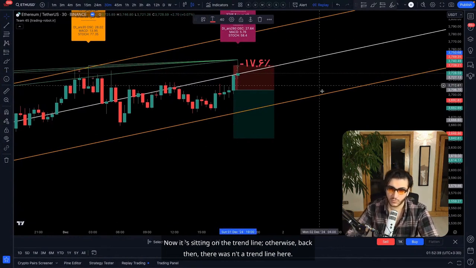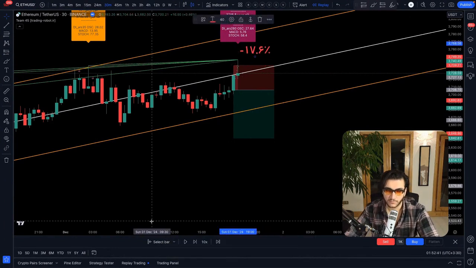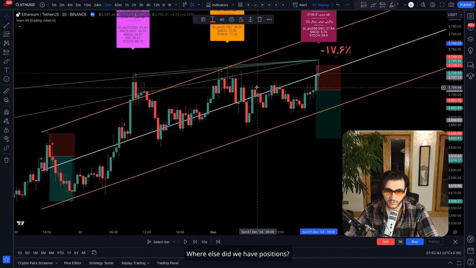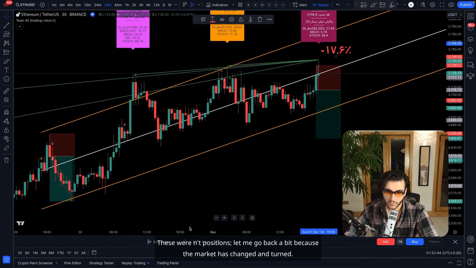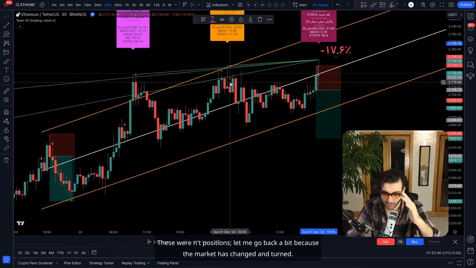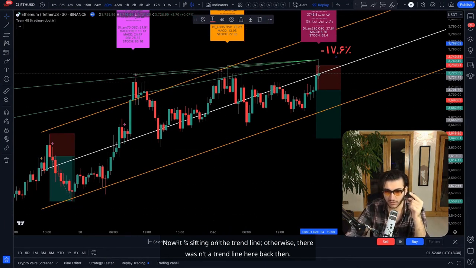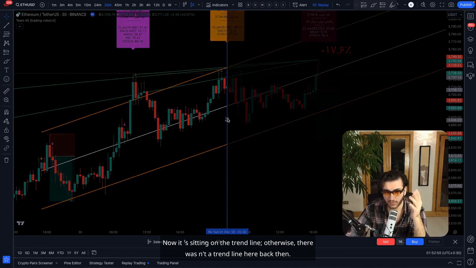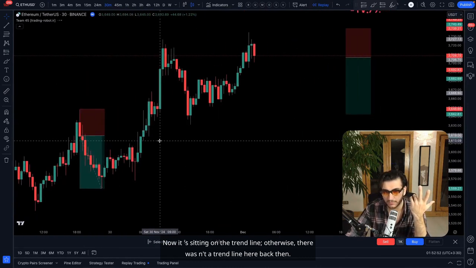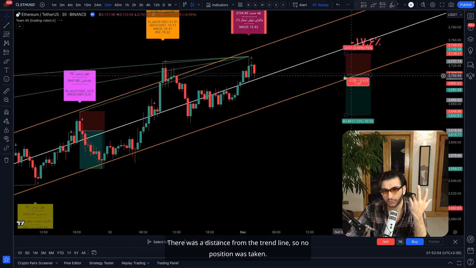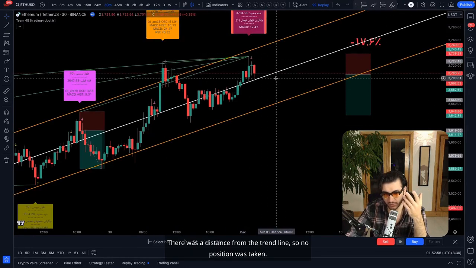Otherwise, back then, there wasn't a trend line here. Where else did we have positions? These weren't positions. Let me go back a bit, because the market has changed and turned. Now it's sitting on the trend line. Back then there was a distance from the trend line, so no position was taken.